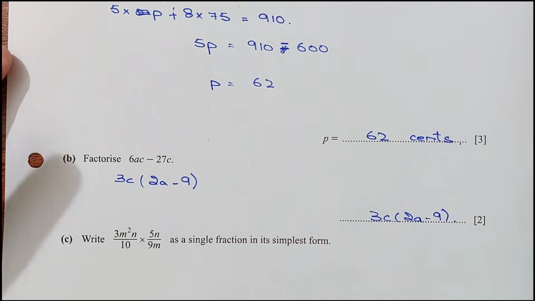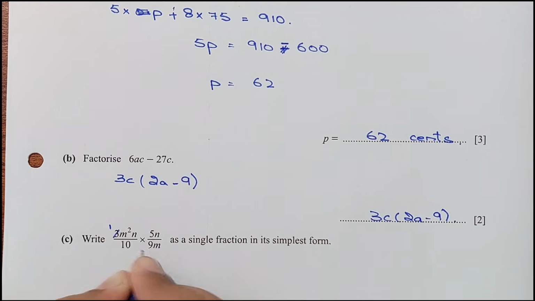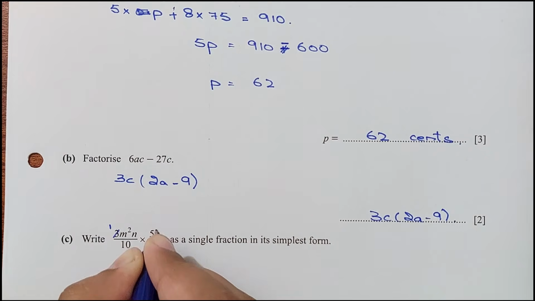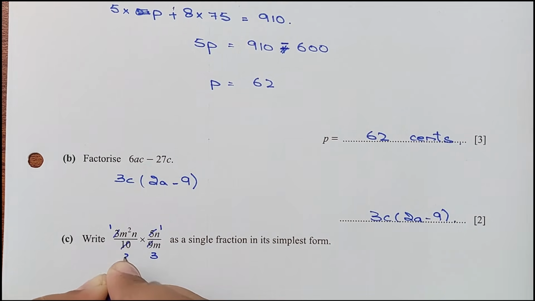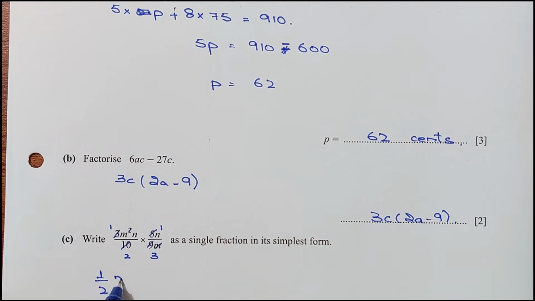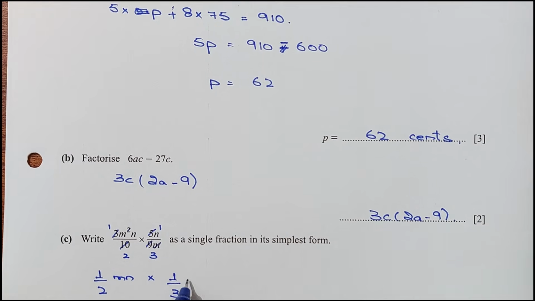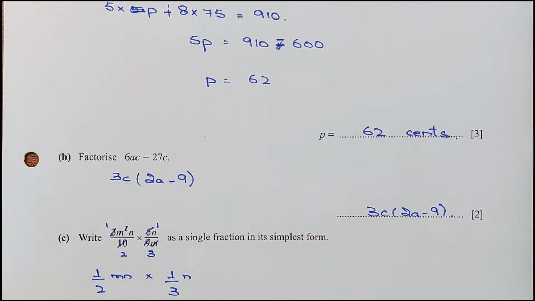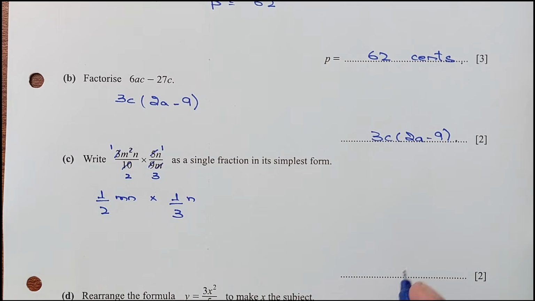Now for part C, write as a single fraction in its simplest form. 3 times 1 is 3, 3 times 3 is 9, 5 times 1 is 5, 5 times 2 is 10. m is cancelled with this m. So we are left with 1 by 2mn times 1 by 3n. Right, so the simplest form is mn squared over 6. The numerator is mn squared and 2 times 3 is 6.